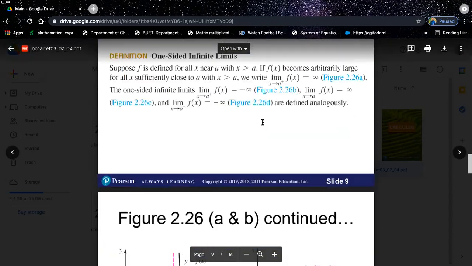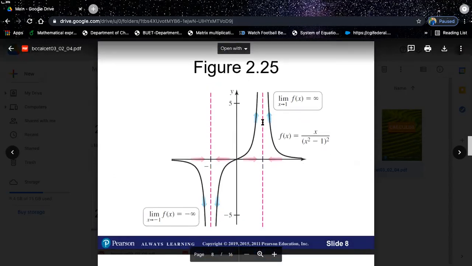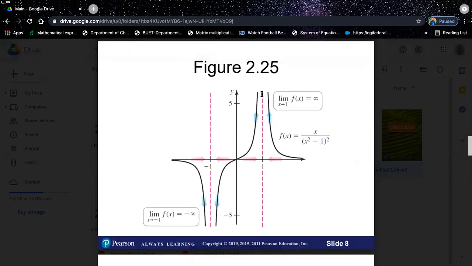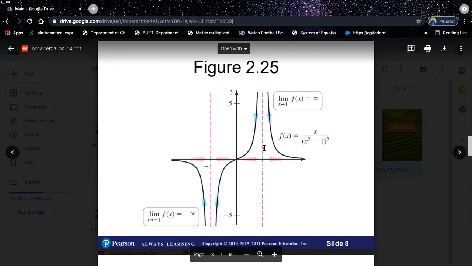Let's see the previous graph. Here you go. We have a dashed line at positive 1. We can see that when we're approaching 1, the function is going towards infinity. So that means this line is a vertical asymptote.